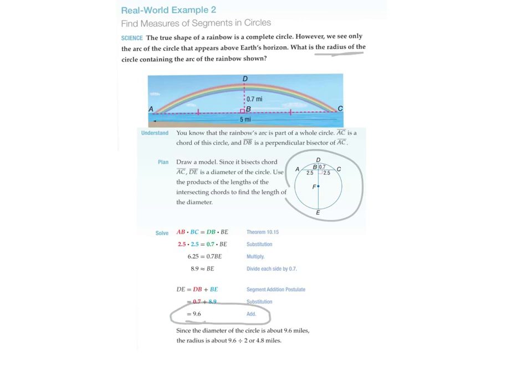So it's still the same basic working, but you've got to do a little bit of adding and subtracting here. You find out what the BE is by doing your cross multiplying. That will give you the length of the section, but not the whole diameter. Add it onto the rest of the diameter, and then don't forget the question's asking for the radius, so you've got to divide it by 2.